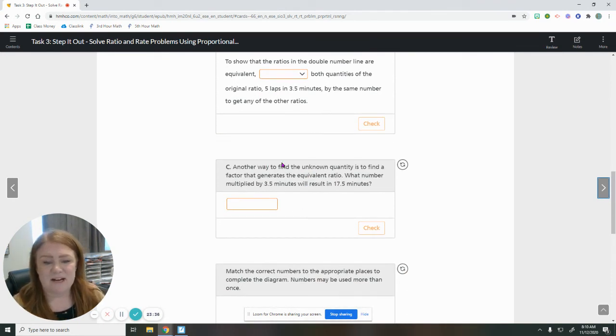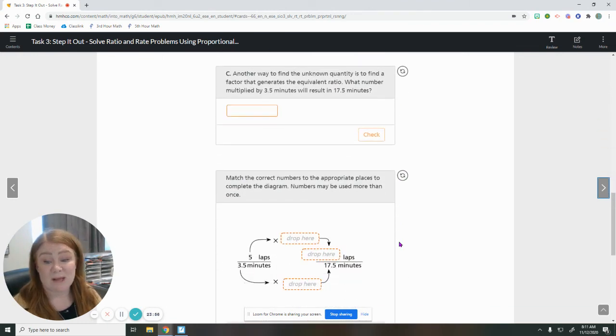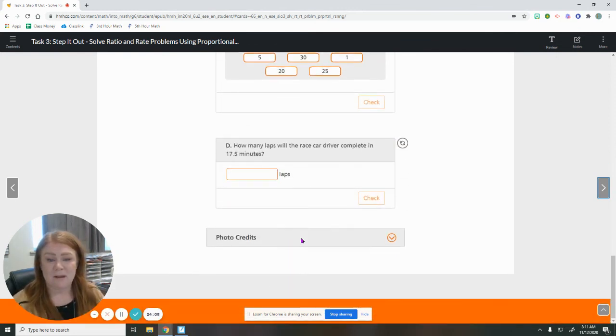And another way to find an unknown quantity is to find a factor that generates the equivalent ratio. So what number multiplied by 3.5 will result in 17.5? So if we come up here, we should be able to figure out, how did I get from 3.5 to 17.5? How many times did we have to multiply that? And then this is our proportion strategy. We know we had 5 to 3.5. We're doing the same thing to the top and the bottom here. And then how many laps did they do?